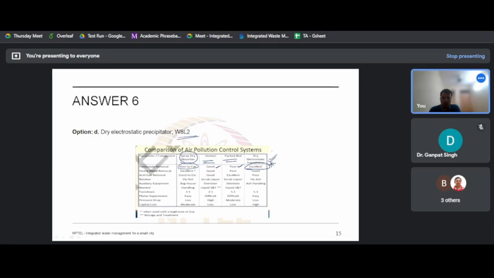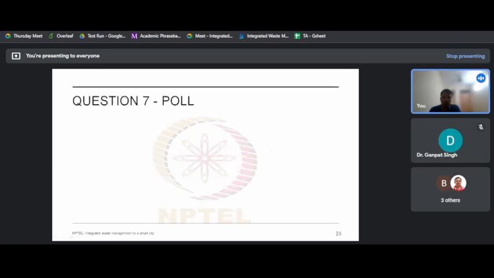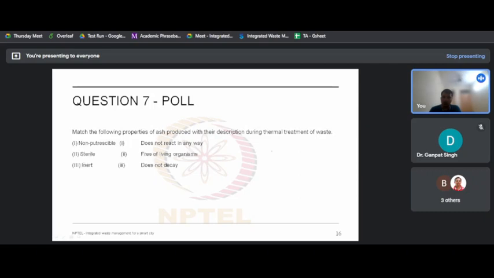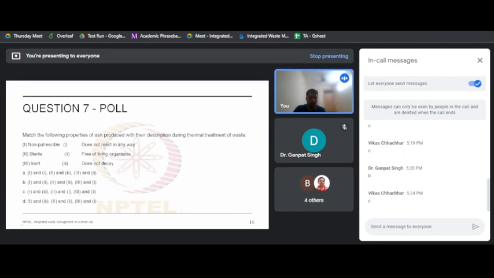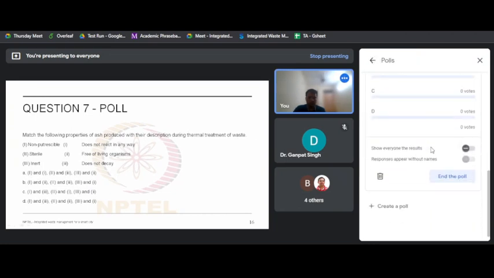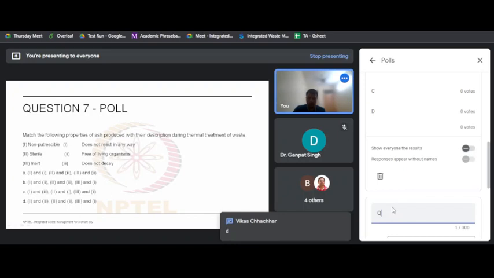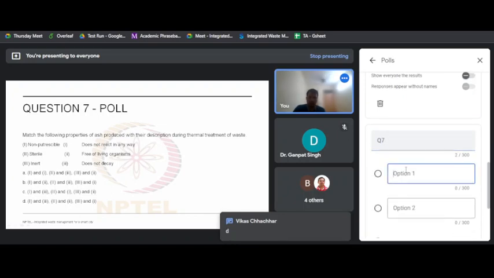Moving on to the next question, question 7. This is a poll. Match the following properties of ash produced with their description during thermal treatment. Non-putrescible, sterile, and inert need to be matched with does not react in any way, free of living organisms, and does not decay. The options have been given. I'll just drop a poll. You can answer it in the chat as well. Question 7.